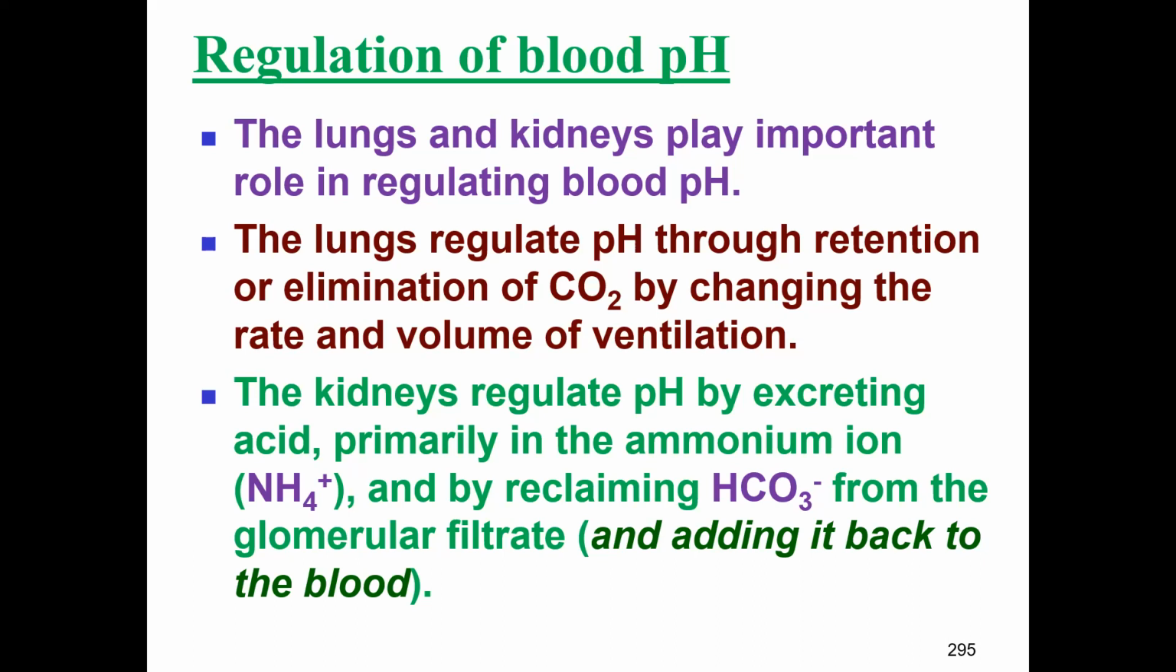The lungs regulate pH through retention or elimination of CO2 by changing the rate and volume of ventilation. This is the concept of controlling CO2. Similarly, the last point is about the ammonium ion and then HCO3, if suppose there is a change, a permanent change. Now give the heading: other important buffers. Okay.